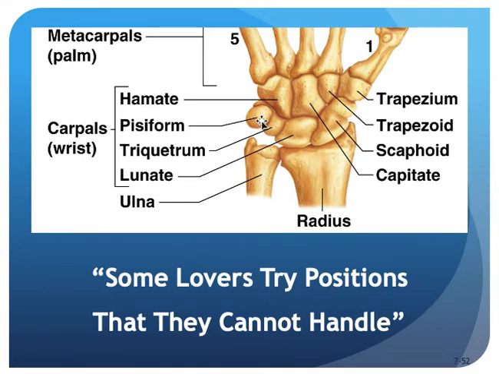Now, the only tricky part for this one, and again, you can find different ones, is that you're always starting, okay, on the thumb side, proximal row, and you're going this way, and you're coming back to the thumb side, and you're going across this way. So it's, some lovers try positions, okay, and then you got to come back here, that they cannot handle. And again, I just want to know the first letter, and then that'll help me remember what the names of the different little bones are.